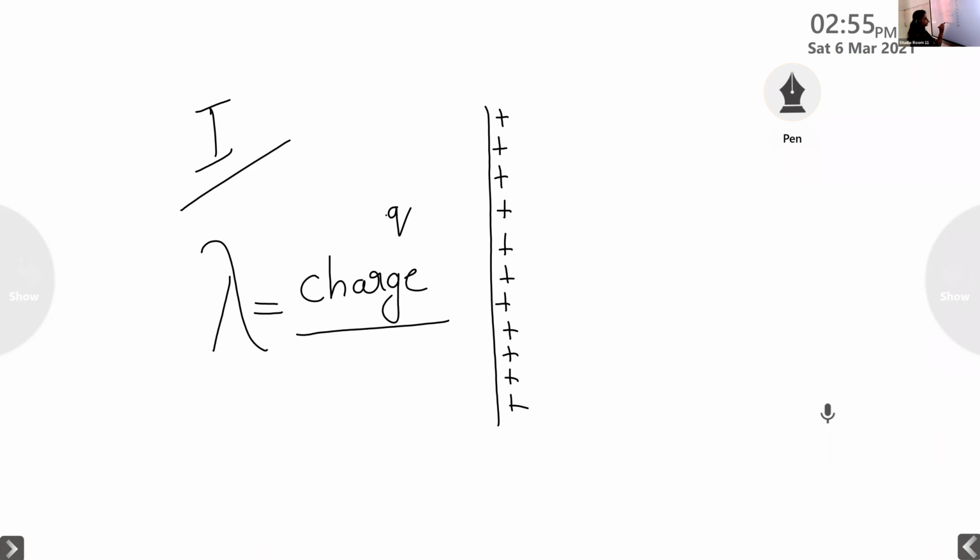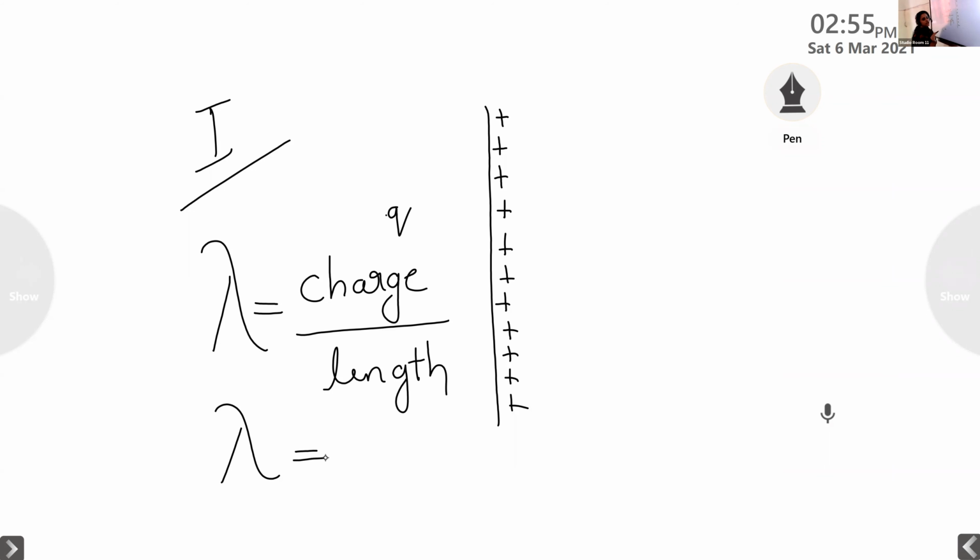What is lambda? Lambda is the linear charge density. The linear charge density lambda is equal to charge per unit length. What is charge? Q divided by L. So this is the equation for linear charge density.